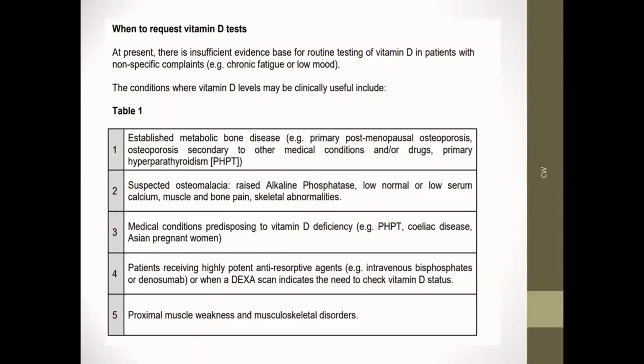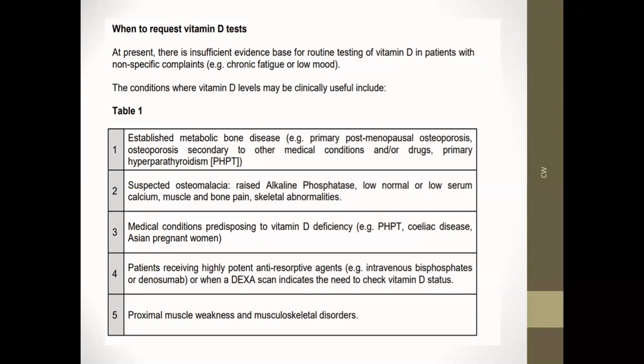Now it has become a fashion to order vitamin D levels. It's a very expensive test. Even NICE says there is no need to do the vitamin D assay if the patients are not symptomatic or have no established metabolic bone disease. According to the guideline, the indications for testing vitamin D are established metabolic bone disease.